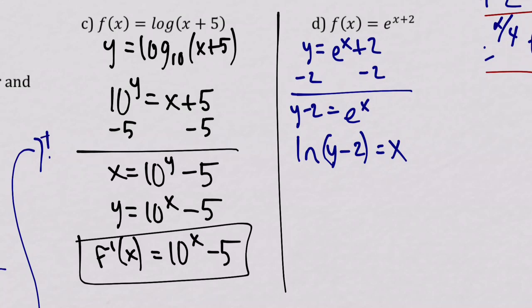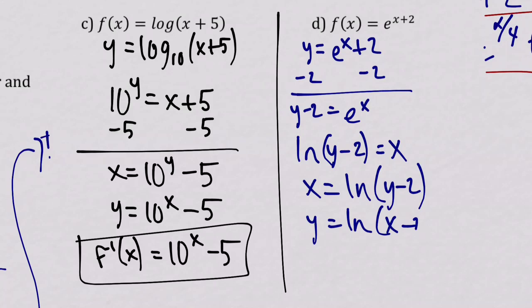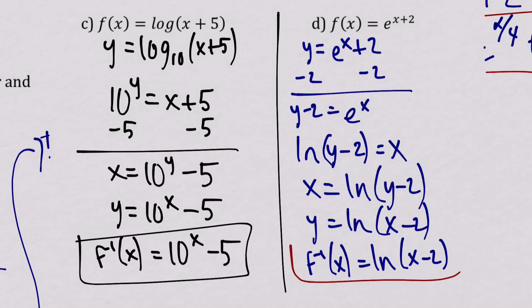And now switch the x with the y. First I move the x to the left side because I like it on the left side, although it makes no difference. Y equals ln of x minus 2, natural log of x minus 2. And I'm going to write it as f inverse instead of y, natural log of x minus 2. There it is.